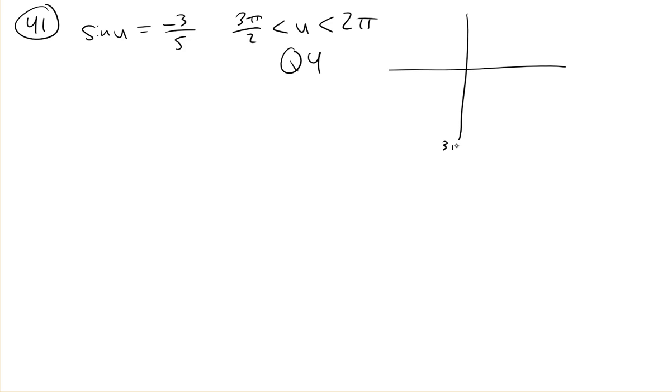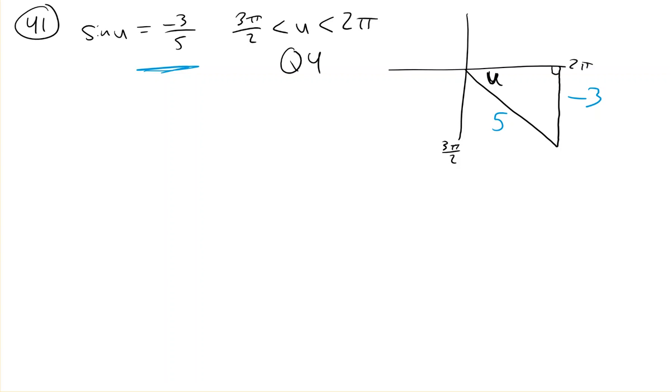Because this is where 3 pi over 2 is, so it's bigger than this spot, but less than 2 pi. So it's somewhere in quadrant 4. Since I don't know exactly how big that angle is, also don't really care how big the angle is, I can at least sketch it and say, here's u, and if its sine is negative 3/5, I will label its opposite as negative 3 and its hypotenuse is 5.